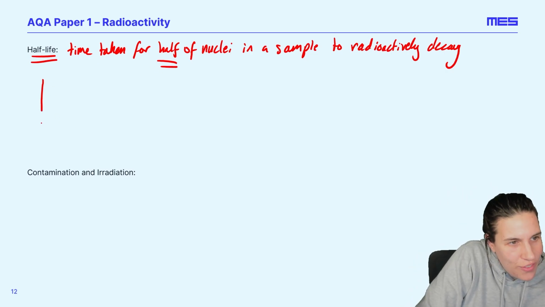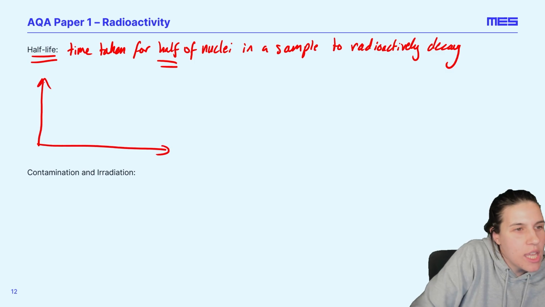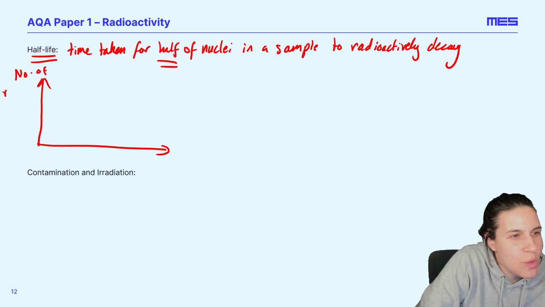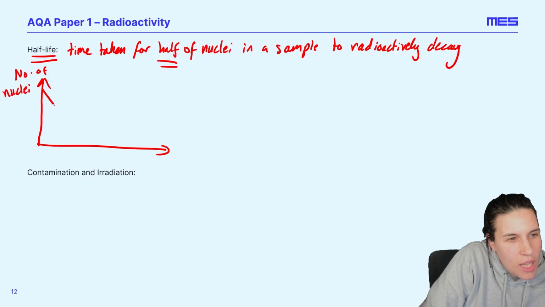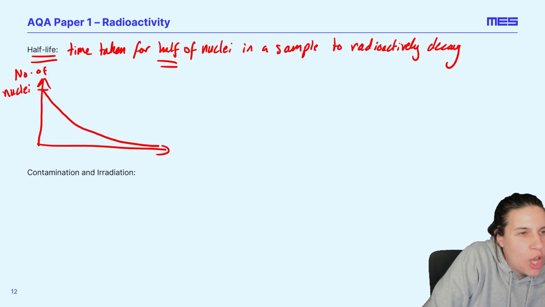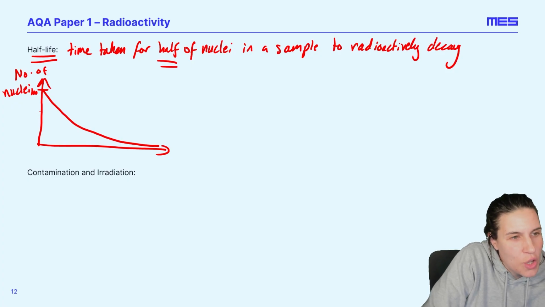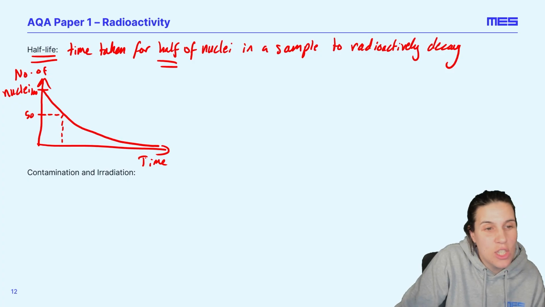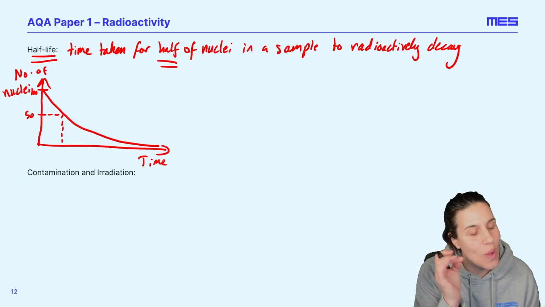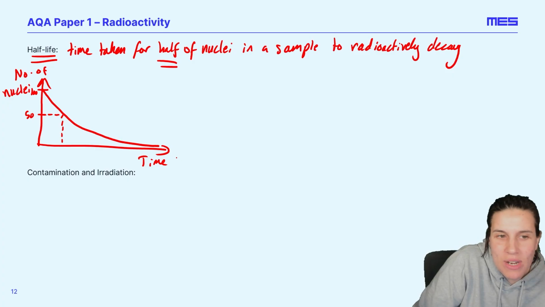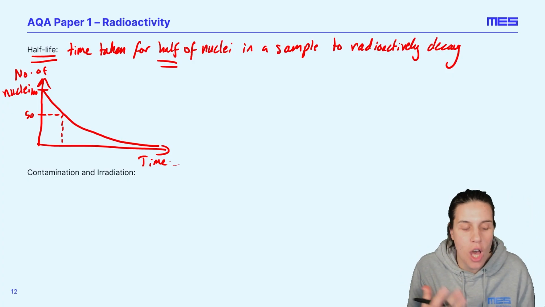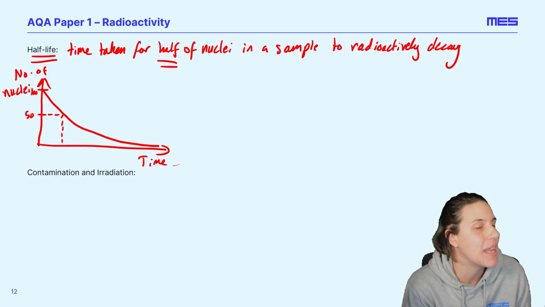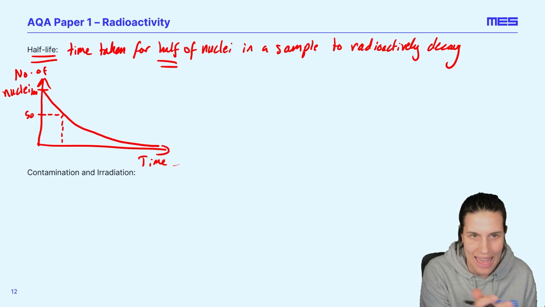If we draw it on a graph, if we've got number of nuclei, it looks something like this. So if we're starting with 100 nuclei and I wanted to find the half-life, I'd go down to 50, go along, and then find out what time that would take. So I'd have time in maybe seconds or days or minutes, whatever, or in years going along this x-axis here. So I need to make sure that I read that axis really carefully, because some isotopes have got half-lives of minutes, some isotopes have got half-lives of millions of years. We just need to make sure we read that axis.